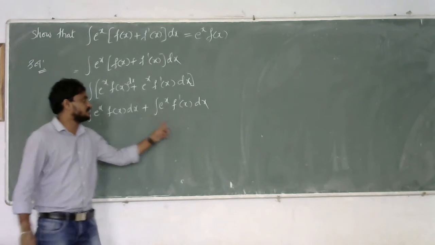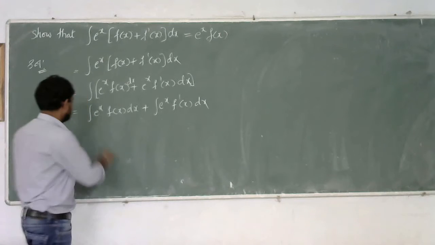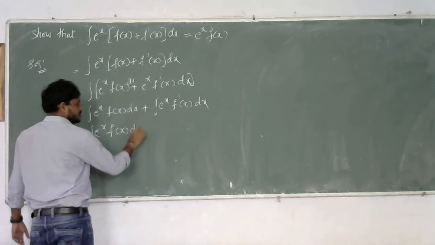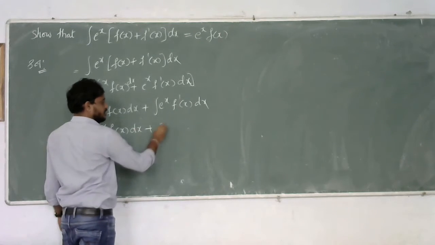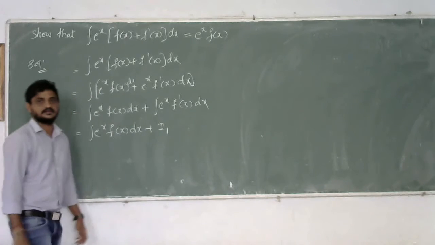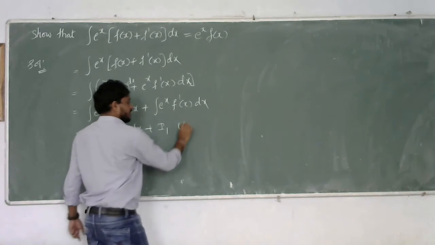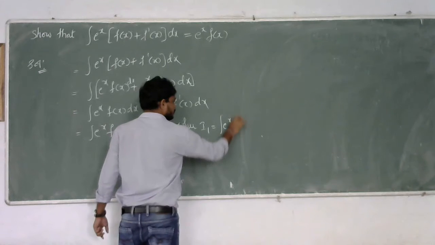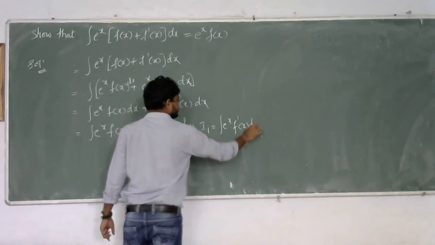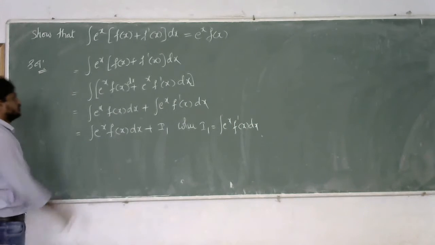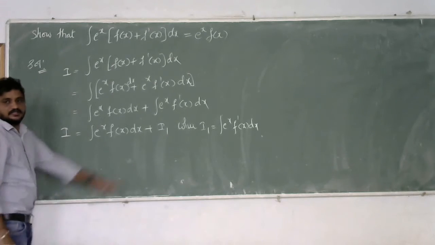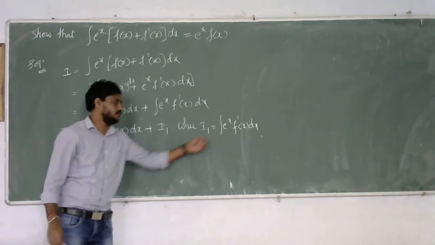So let us consider this second integral as I1. That is integral 1, where I1 is the integral of e power of x into f dash of x dx. So this is the given integral. Consider this value as I. Then let us solve this I1 value.